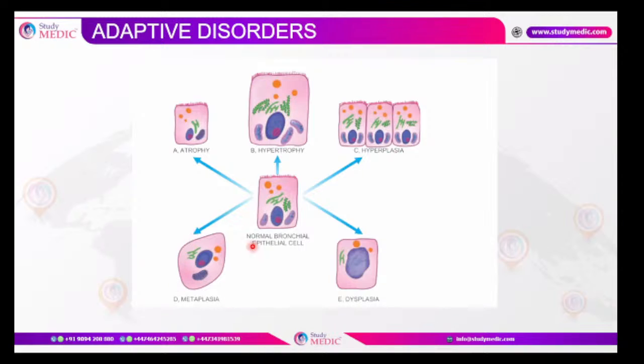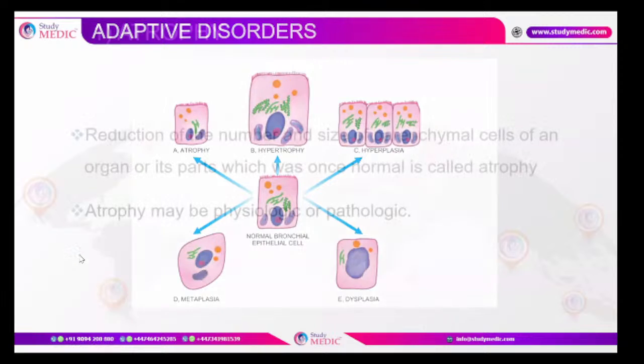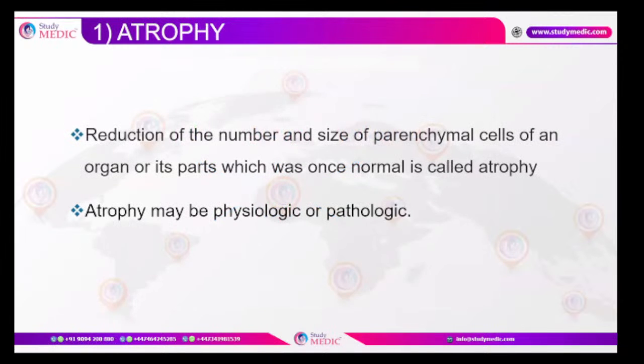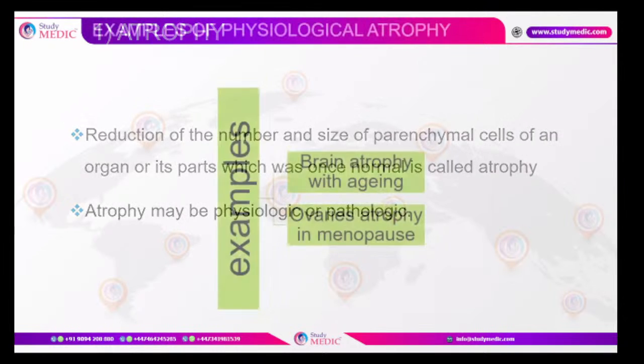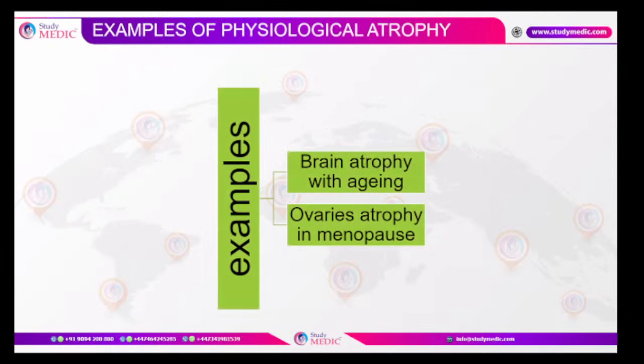And then you have metaplasia as well as dysplasia. There are certain cellular changes which occur in these. What are those? We will be discussing in detail. So first is atrophy. Whenever there is a reduction in the number as well as the size of the parenchymal cells of any organ or its part, which was once normal, we call that atrophy. This atrophy could be either physiological or pathological. Today, in all the 5 cellular adaptations, we're going to see examples related to physiological responses as well as pathological injury.